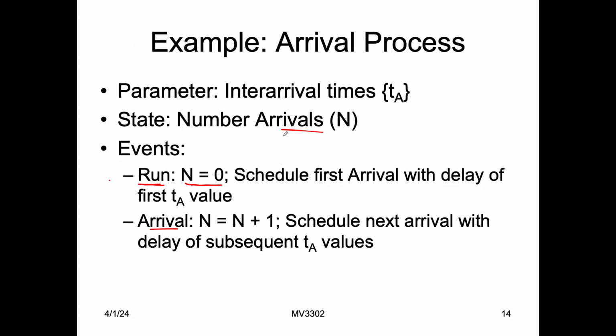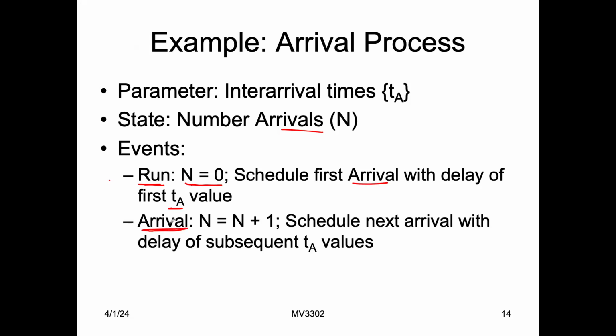So what this run does, in this case, is schedule our first arrival, and the delay is going to be that first inter-arrival time value. Okay, so that's what it does. And so that, in other words, defines the model. That defines the event, the run event. And now what is an arrival event?